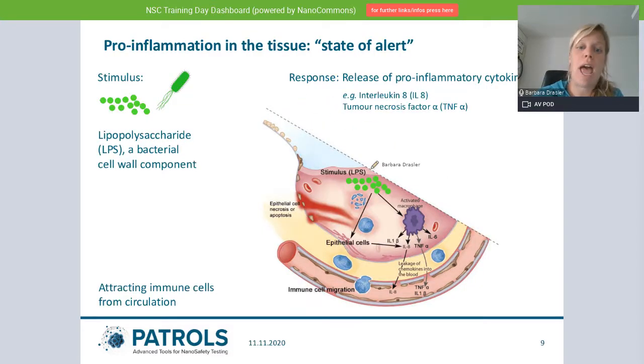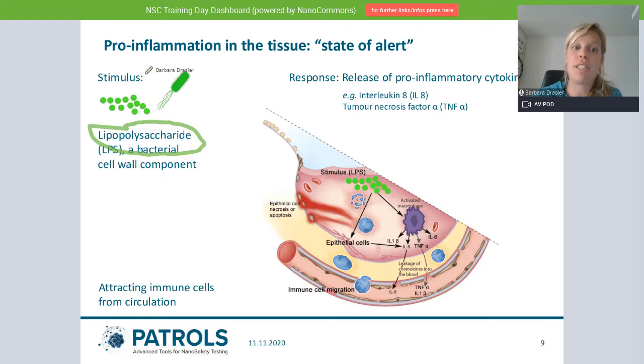Inflammation occurs as a consequence of a stimulus or a combination of stimuli in the lungs or in the tissue. An example of such a stimulus is LPS, lipopolysaccharide. This is a component of the gram-negative bacterial cell wall. And also in vitro, we can use this compound to mimic inflammation. But I want to point out that just the presence of a stimulus in the tissue does not always mean that the tissue will be inflamed.